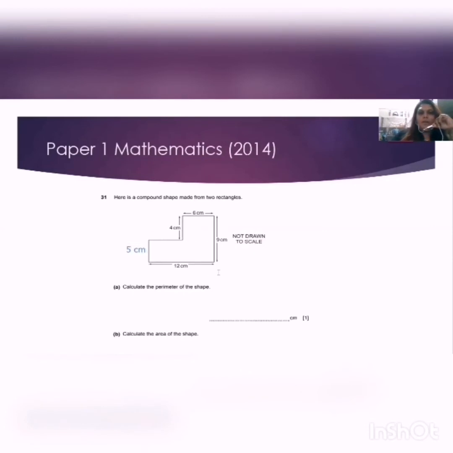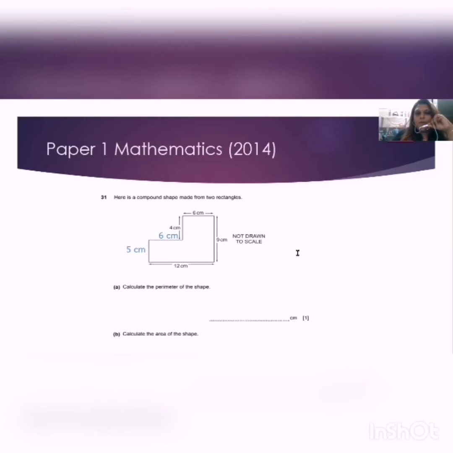Okay, now let's look at this. Here, this line is 12 centimeters. If you have a look, here we have only 6 centimeters. So the remaining will be here. So 12 minus 6 is 6. Therefore, we have 6 centimeters over here.